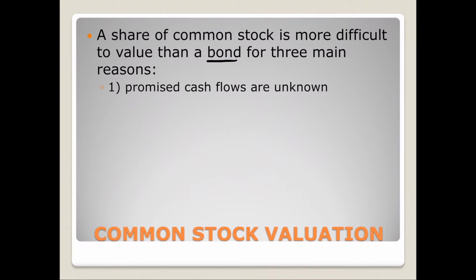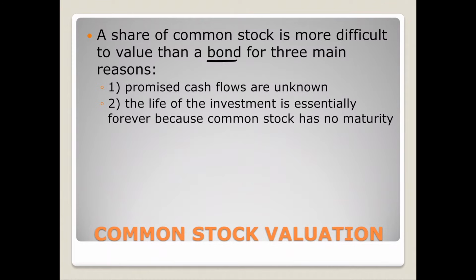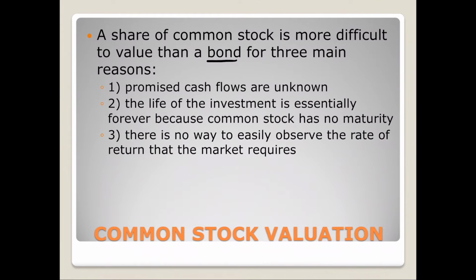First, the promised cash flows are unknown. We'll talk about what the cash flows are, but with bonds, it was simply your coupon payments and the face value amounts. Typically, those were set at the time the bond was issued. With stock, it's not as certain. The future cash flows, being dividends or selling your share of stock, are unknown. Two, the life of the investment is essentially forever. With bonds, you had a finite time frame. With stocks, they do not have a lifespan, so they are essentially forever since they do not have any maturity dates. And then three, there is no way to easily observe the rate of return that the market requires. That rate of return would be your discount rate when you are valuing these future cash flows.